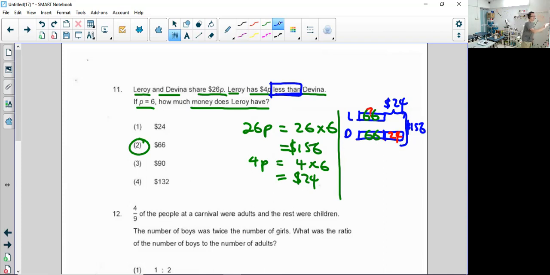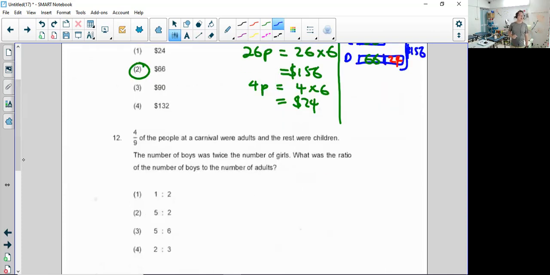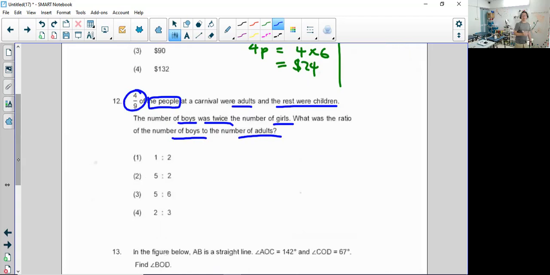Okay, question number 12, 4/9 fraction. 4/9 is talking about the people at the carnival, and they were adults and the rest were children. The boys was twice the girls. What was the ratio of the boys to the adults? Okay, so we can draw a model, there's a model method, or we can use the ratio method. Since the answer is a ratio, then let's use the ratio method.